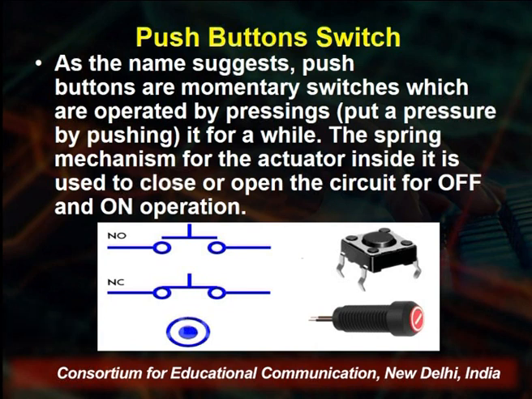As the name suggests, push buttons are momentary switches which are operated by pressing, by putting pressure and pushing it for a while. The spring mechanism of the actuator inside it is used to close and open the circuit for on and off operation. As you see, the upper diagram is an open circuit, and the lower schematic diagram is different, representing A and C, that is the closed circuit, and the symbol of the circuit is round type.